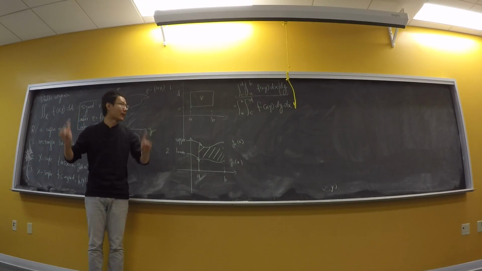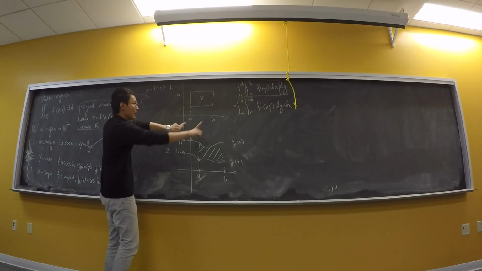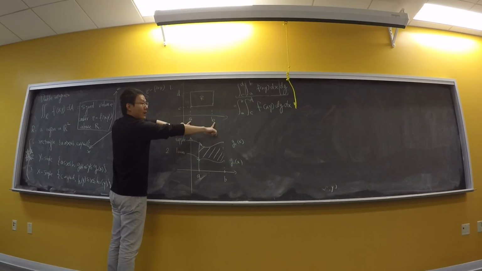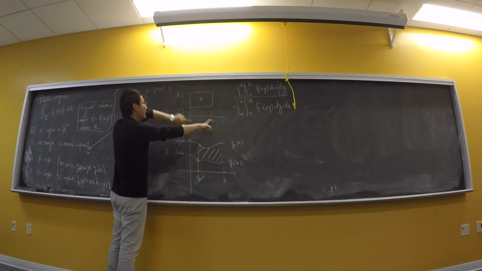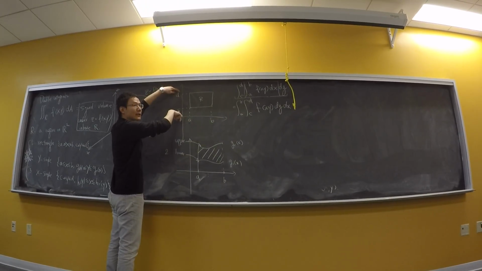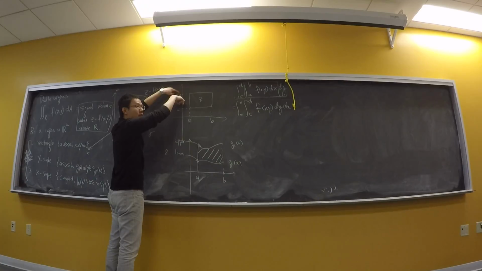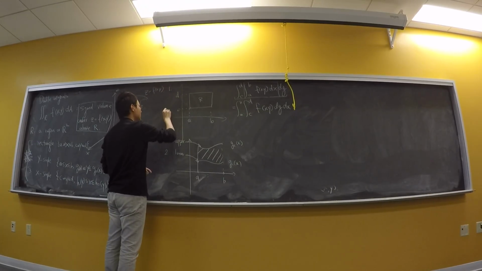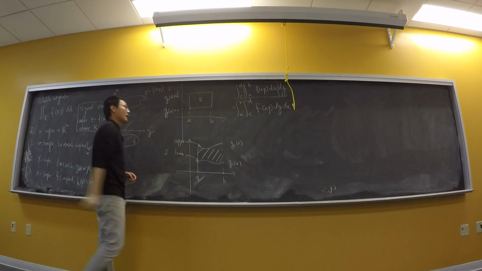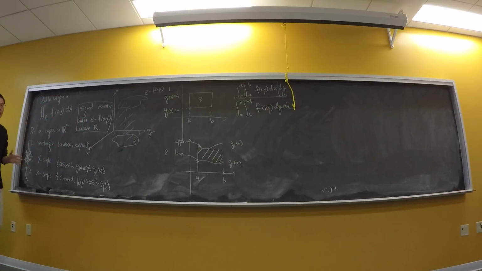I need 2 points for x. So if I'm looking at this rectangle, I have 2 points for x. I also need 2 functions for y in order to identify it as a y simple region. The lower function is a constant function g1 of x equals c. The upper function is also a constant function g2 of x equals d. So this is also a y simple region. But the general y simple region is much more general than a rectangle.